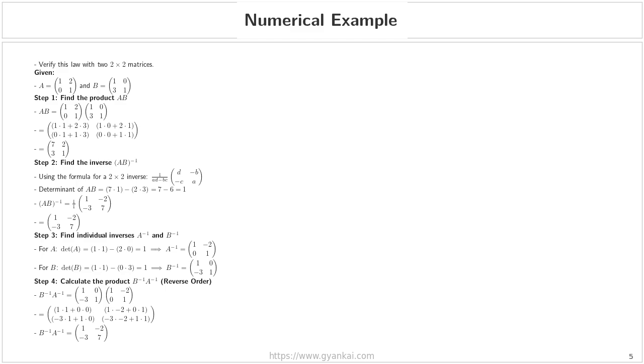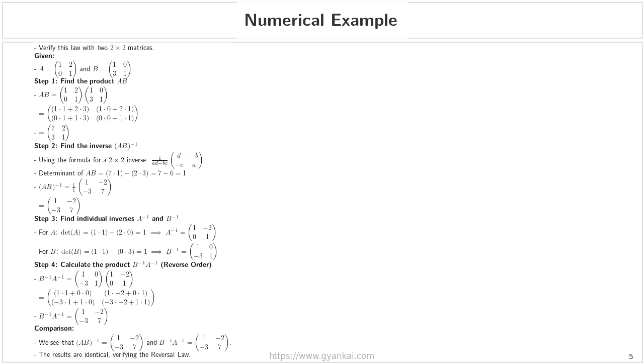If we compare our results, we can see that the inverse of the product of A and B is exactly the same as the product of the inverses in reverse order, B inverse times A inverse. Both result in the same matrix. This numerically verifies the reversal law. Keep this specific order in mind, as we will discuss in the next slide why ignoring this sequence is one of the most common mistakes students make.